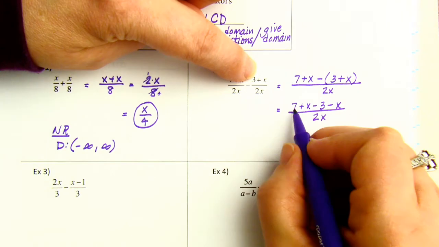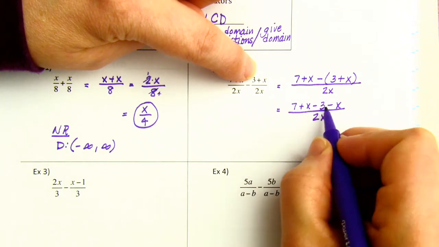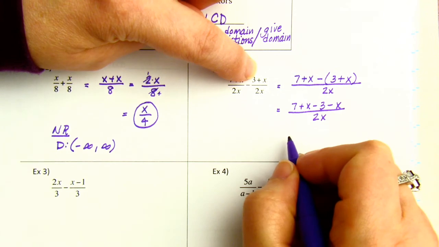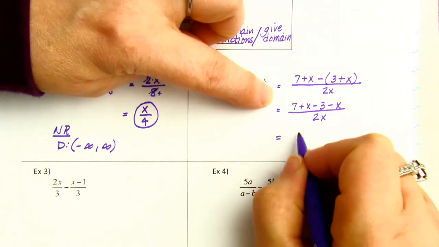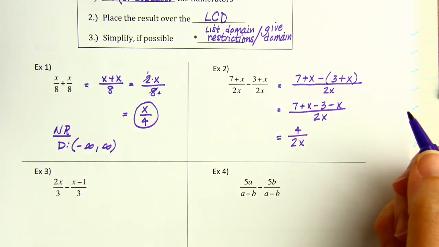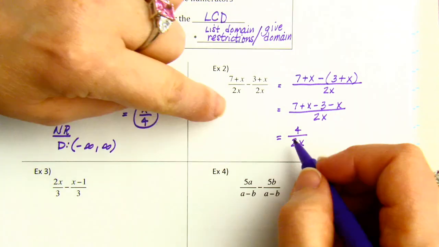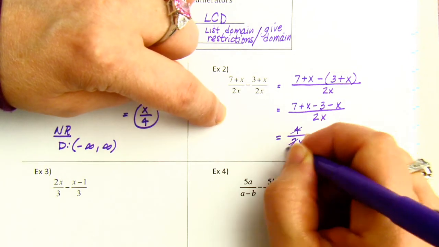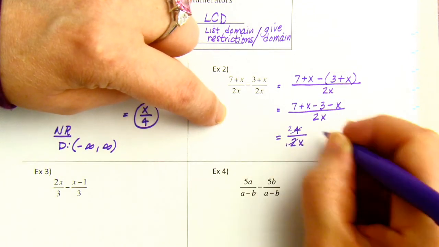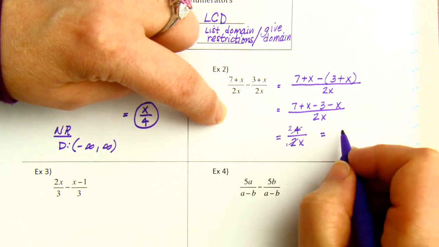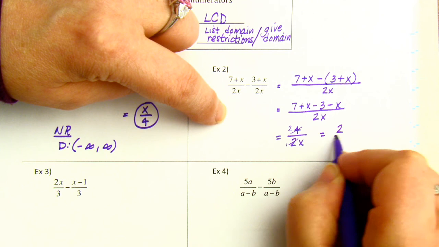Well, 7 subtract 3 is 4. X subtract x is no more x. So this becomes 4 over 2x. Notice the 2 can divide the 4. They have a common factor of 2. This becomes a 1. This becomes a 2. So my final simplified answer here is 2 over x.